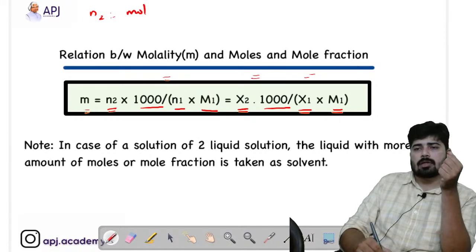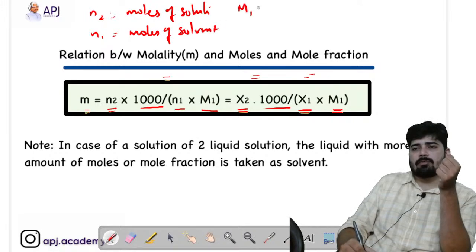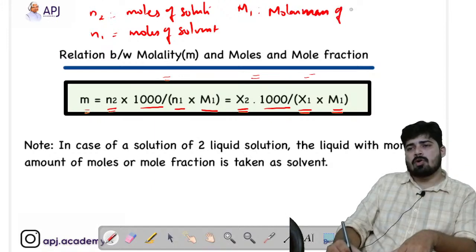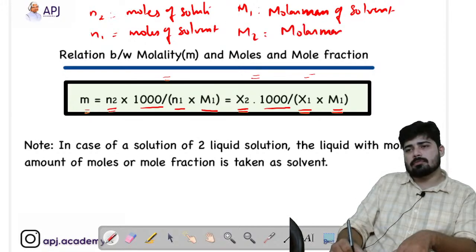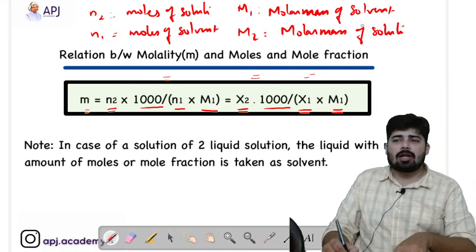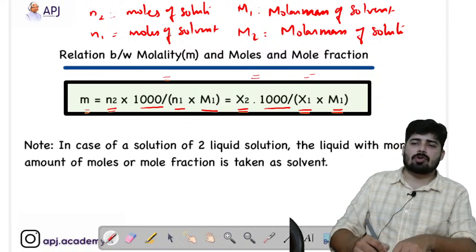N2 is moles of solute. N1 means moles of solvent. What is M1? M1 means molar mass of solvent. And what about M2? M2 means, similarly, molar mass of solute. Whenever I give a designation of 2, understand it is all about solute, and whenever I give a designation of 1, understand it is all about solvent.